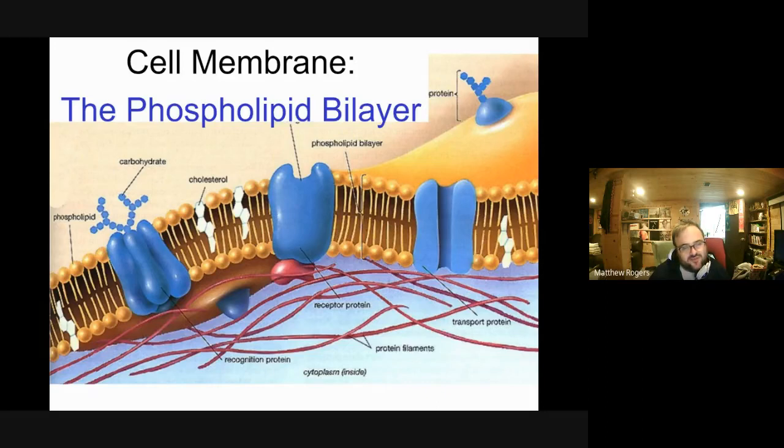Today we're going to look at the cell membrane. We call this the phospholipid bilayer. Why it's called a phospholipid bilayer, right off the bat, is we already learned about phospholipids. They're like a little jellyfish. So you can see them right here.